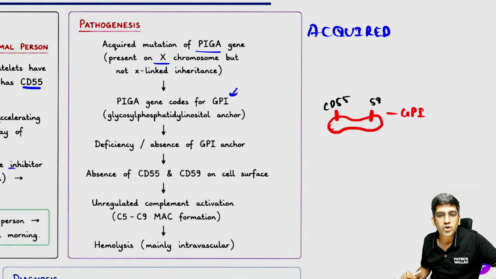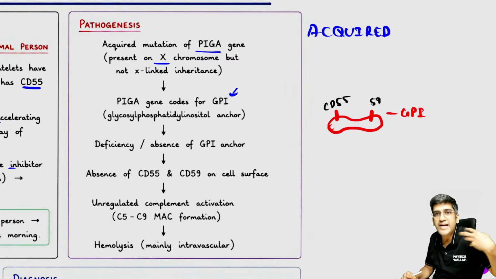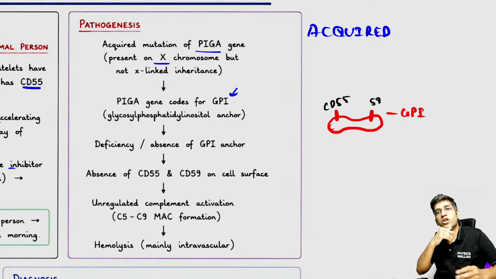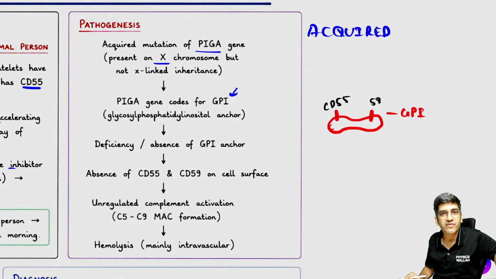Simple answer, no. If B12 or folate is not there, bone marrow will not proliferate. So RBC will be affected, WBC will be affected, platelets also will be affected. That's why pancytopenia. Fine? Okay. Let's come back to this.